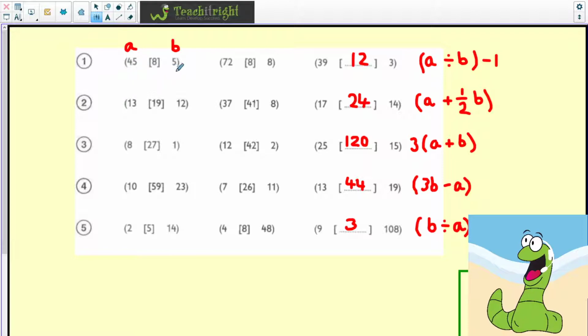So if we do 45 divided by 5, of course we get 9, but then we need to take 1 away to get the middle number. So sometimes it is a double operation. Just double check this one.